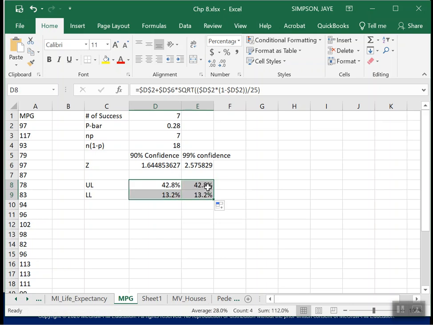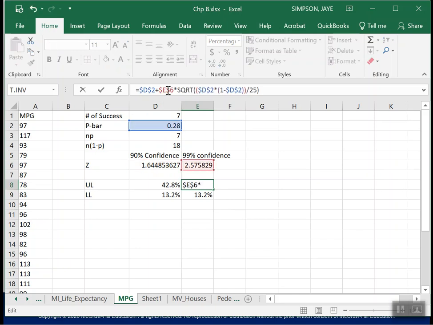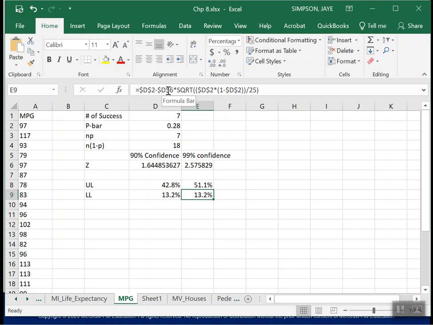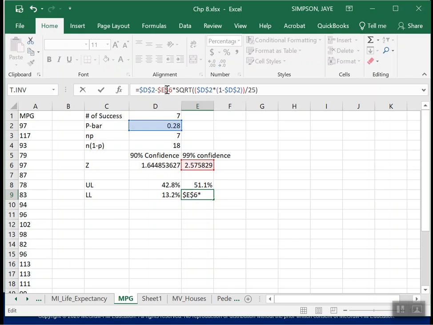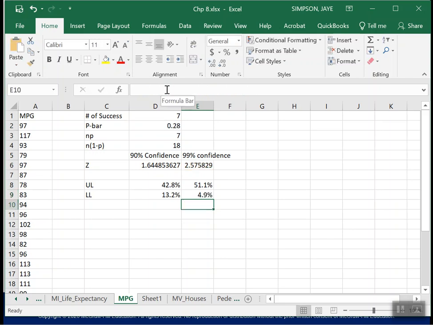And now I can just drag these formulas over. Now I'm going to have to do a little adjustment here because I don't want it to reference cell D6. I want it to reference cell E6. So I'm going to go back up here and change this one thing in both formulas because I want it to reference my new Z-score, my 99% confident Z-score. So I can say with 99% confidence that the probability that a car will get over 100 miles per gallon is between 4.9 and 51.1. So notice that the more confidence you have, the wider your confidence interval is.